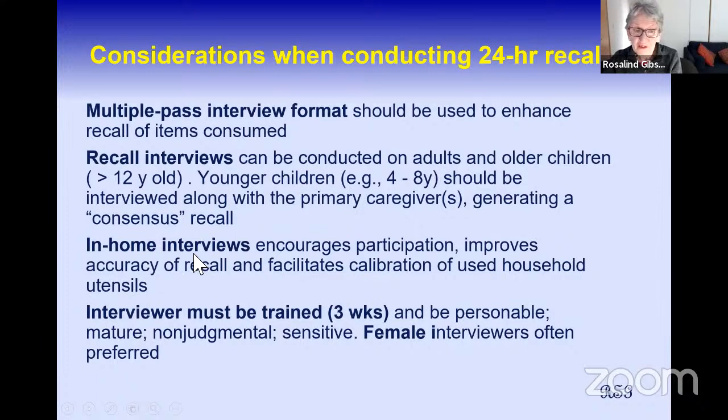It's always advantageous to conduct your 24-hour recall interviews in the home. This encourages participation and improves the accuracy of the recall, and also facilitates calibration of household utensils that are used in that particular home. The interviewers that are conducting the 24-hour recall must be rigorously trained. The training usually takes about 3 weeks. They must be chosen to be personable, mature, non-judgmental, sensitive, and as I've mentioned, female interviewers are often preferred.